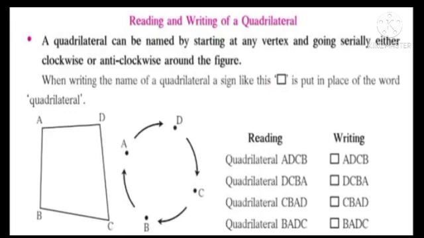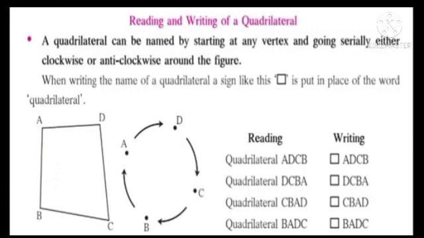So let's read it in clockwise direction as the names are given here in clockwise direction. If we start with vertex A, we can read it as quadrilateral ABCD. If we start with vertex D, you can read it as quadrilateral DCBA. If you start with vertex C, you can read it as quadrilateral CBAD. This is clockwise. And if you read it from vertex B, you can read it as quadrilateral BADC.